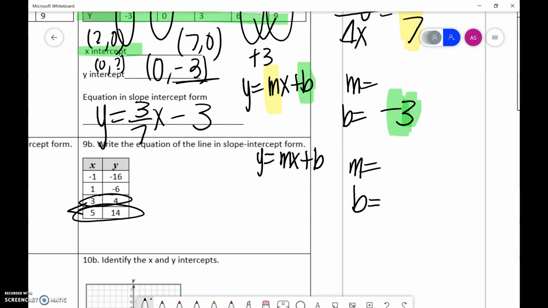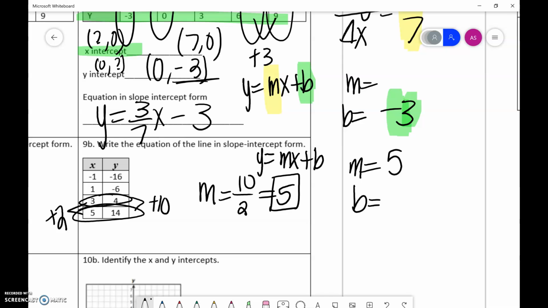So to go from 3 to 5, that's +2. And to go from 4 to 14, that's +10. Again, I'm going to put y over x. So I have m equals 10 over 2, which is 5. So my slope here is 5.